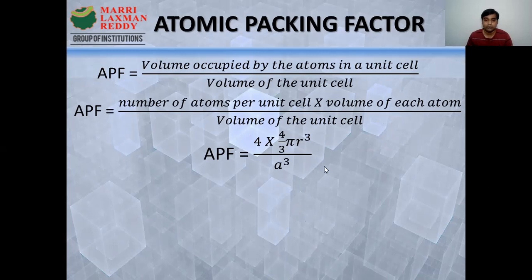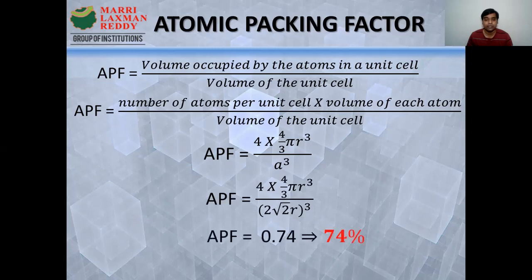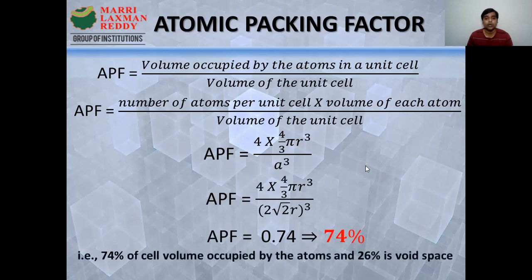Now we can substitute the a value in terms of R. So 4 into 4 by 3 pi r cubed by (2 root 2 r) whole cubed. When we simplify, we get 0.74, that is 74%, which indicates 74% of the cell volume is occupied by the atoms in that unit cell, and 26% is white space. So this is a closely packed structure.